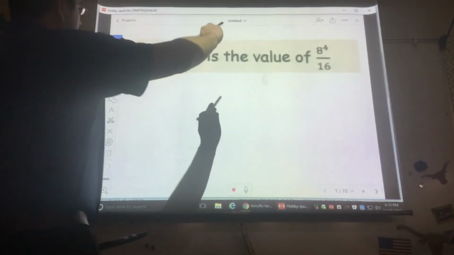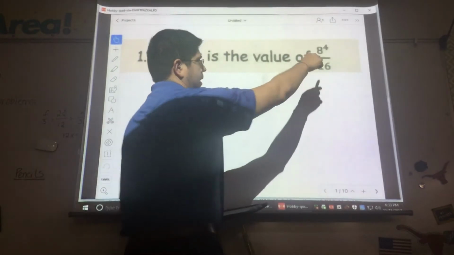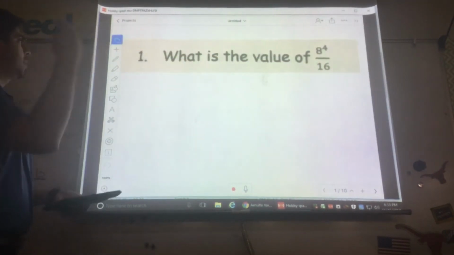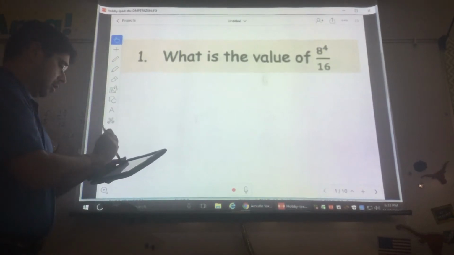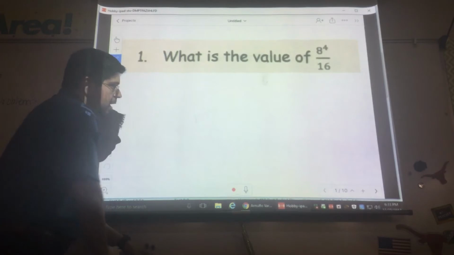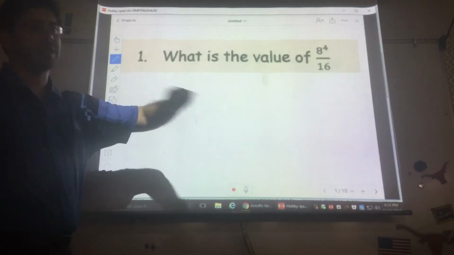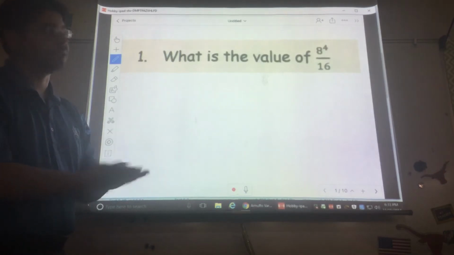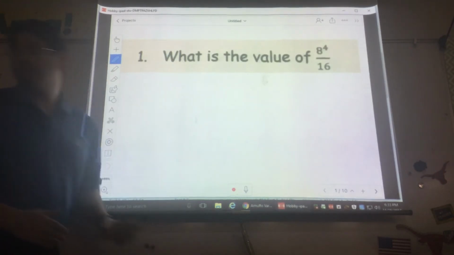What is the value of 8 to the 4th power divided by 16? So you can put that in your calculator, exactly how it looks. So we'll do control divide. When it's asking for the value, that's just what is it when you put it in your calculator and you hit enter and you get the number. So that's all we're doing here on number 1.